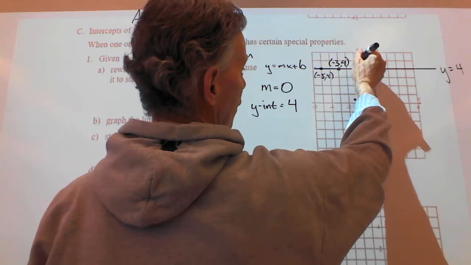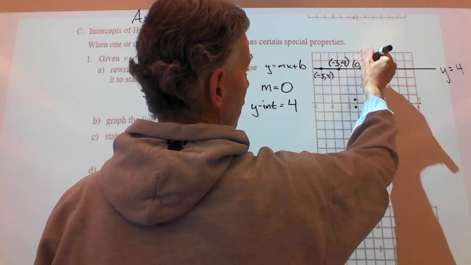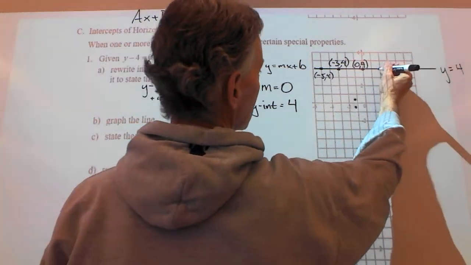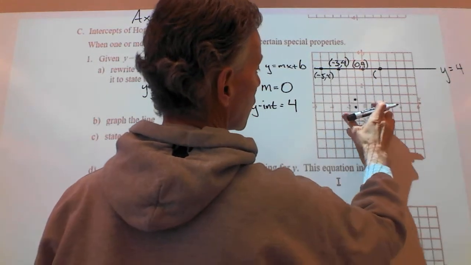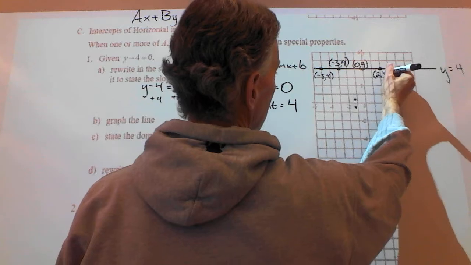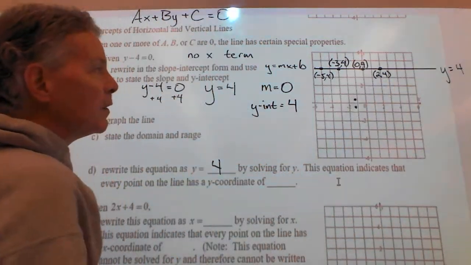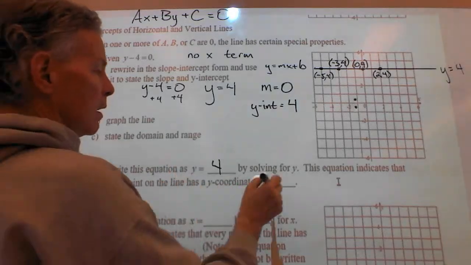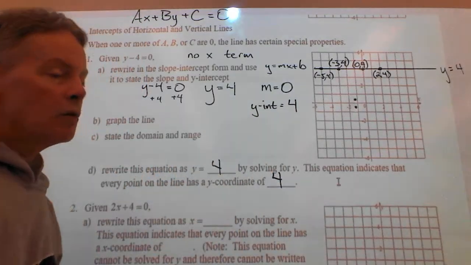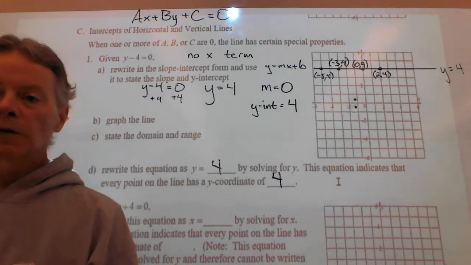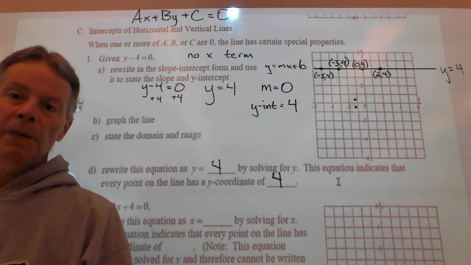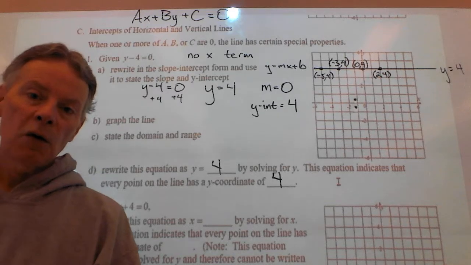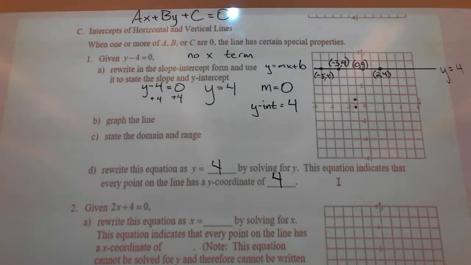This point we've already talked about. It has coordinates of 0 and 4, right? That's the y-intercept. This point here has coordinates of 2 and 4. So what can you say about every single point on this horizontal line? Every single point on this horizontal line has a y-coordinate of 4. Okay? And the same holds for any horizontal line. All y-coordinates will be the same. Okay?